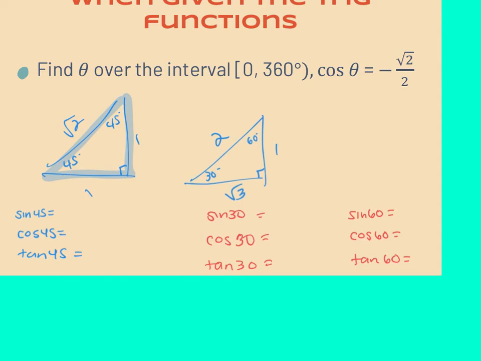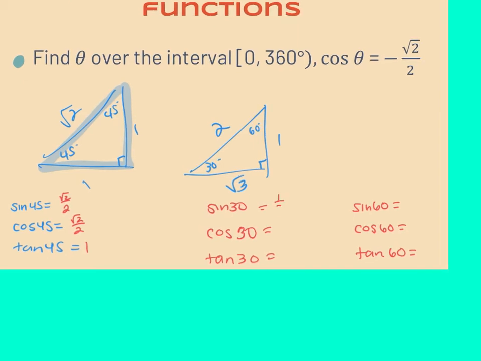So sine here, we would say it's 1 over root 2, right? Which is the same thing as root 2 over 2. Cosine would be 1 over root 2, which is the same thing as root 2 over 2. And tangent is 1 over 1, so it would be 1. Then go to my 30, 60, 90 triangle. Sine of 30 would be 1 over root 3. No, sorry, 1 over 2.